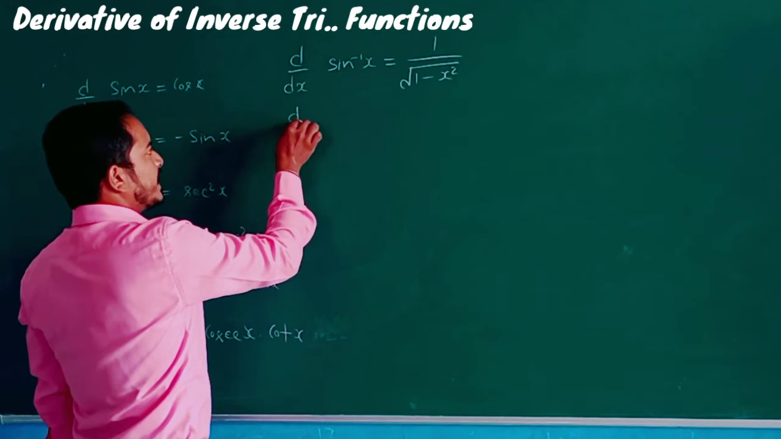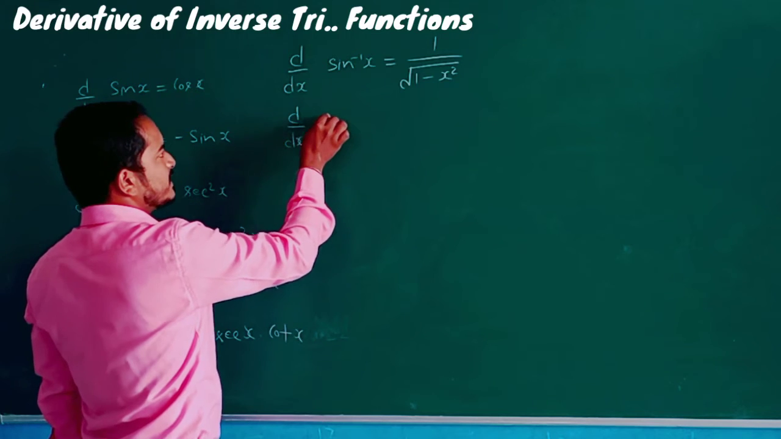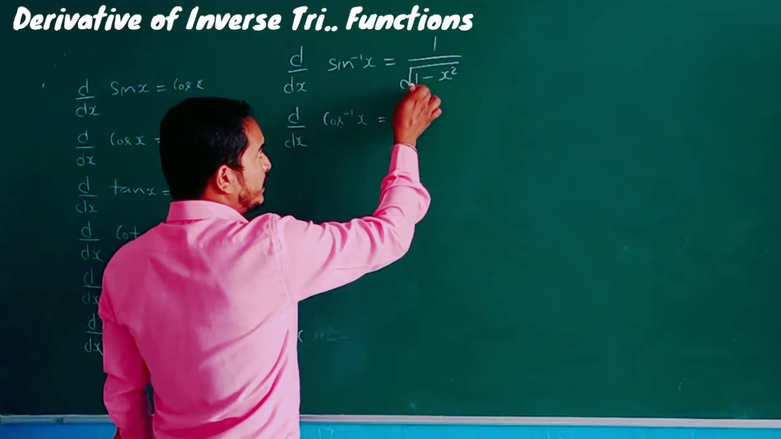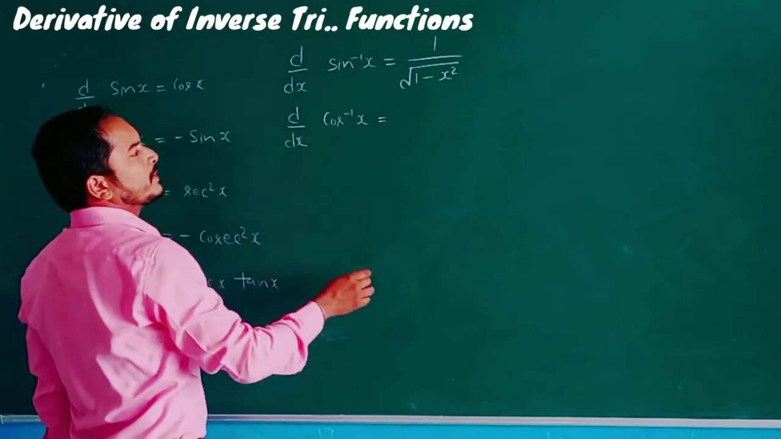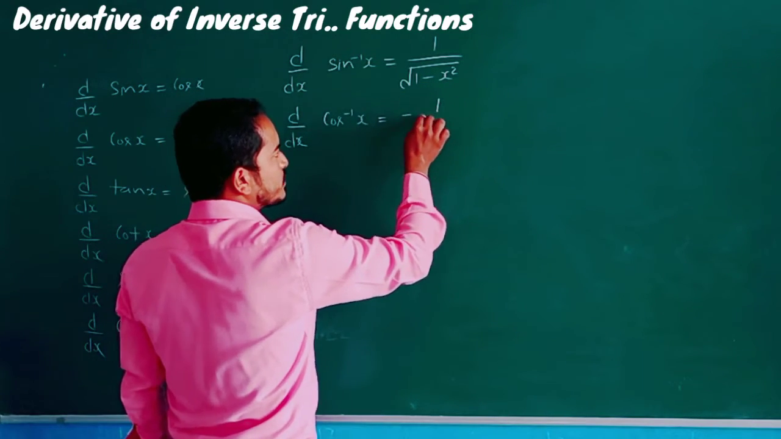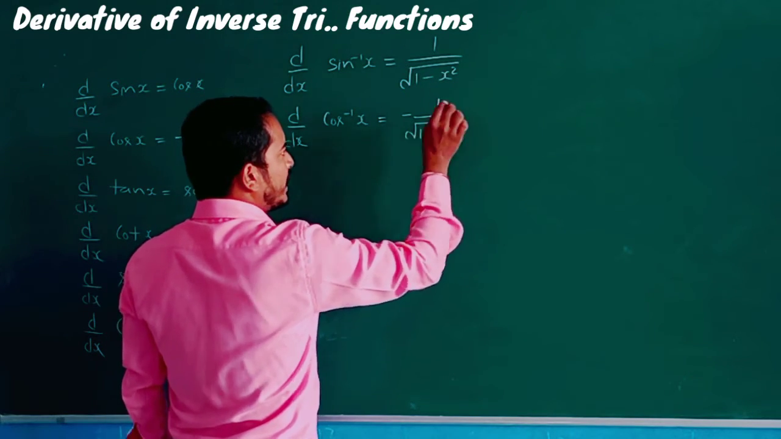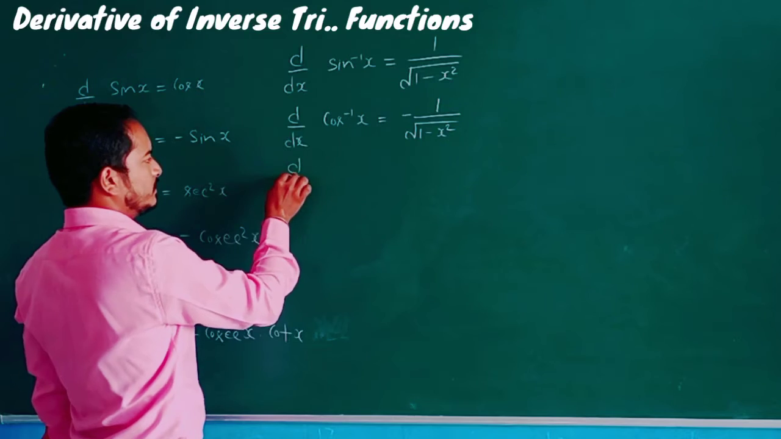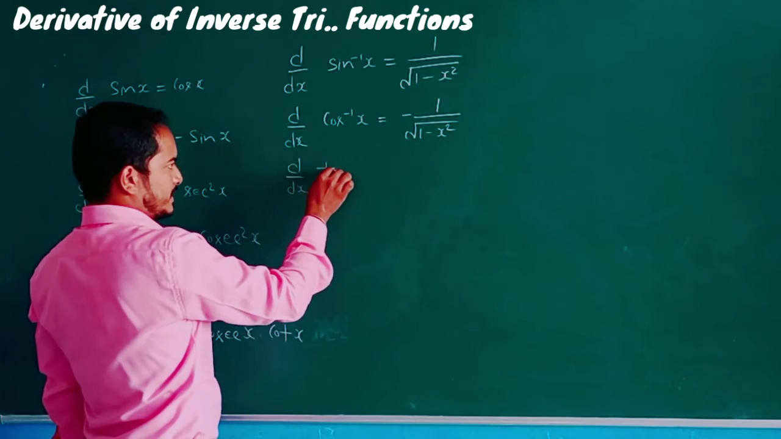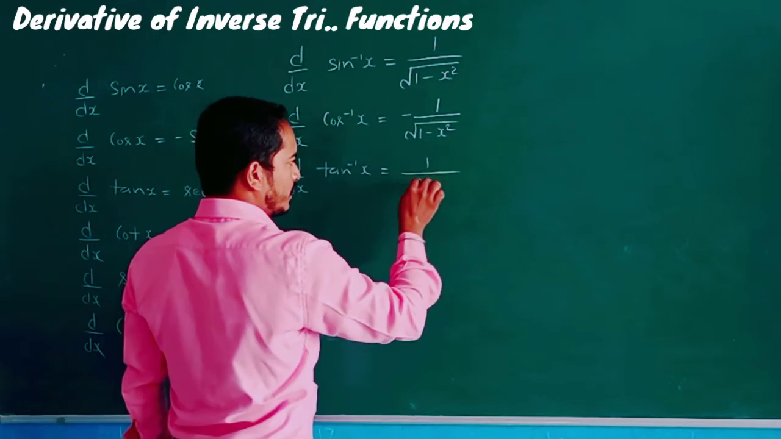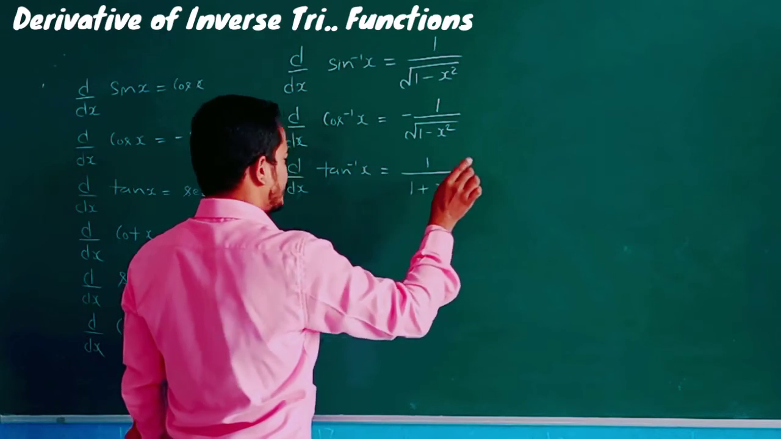The derivative of second inverse trigonometric function, that is cos inverse x, is equal to, it will be same as of sin inverse, but sign is negative, minus 1 upon root 1 minus x square. While the derivative of inverse function of tan, that is tan inverse x, is 1 upon 1 plus x square.